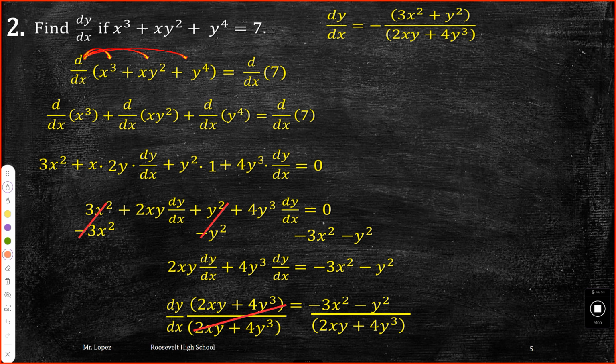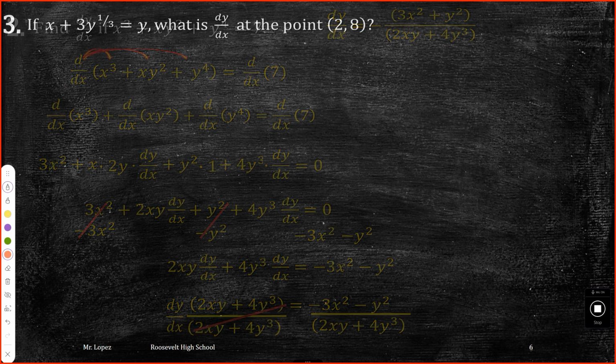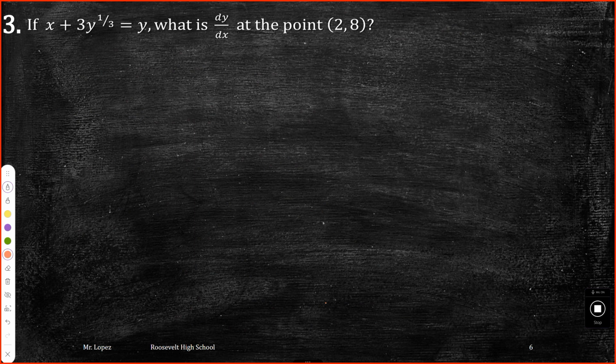Whatever, same answer. Just factor out the negative here, just in case they have it, but they're both the same answer. Let's go to number 3 then. What is dy/dx at the point (2, 8)?